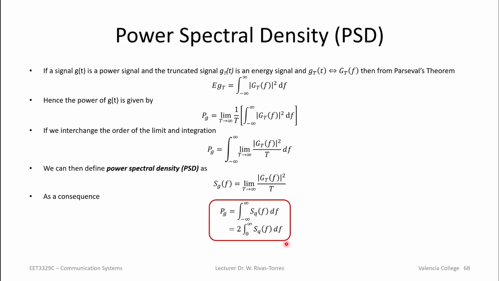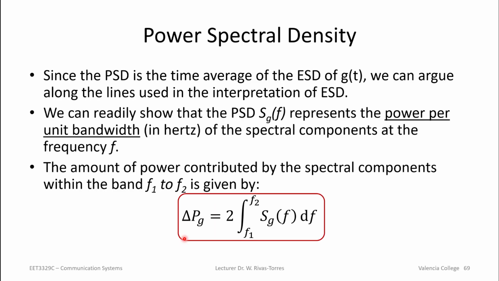The power spectral density is typically an even function, so you can just integrate from 0 to infinity. That's what's inside this box, and this is what we're trying to tell you. Since the power spectral density is really a time average of your energy spectral density, we can argue along the lines used for ESD, the energy spectral density.